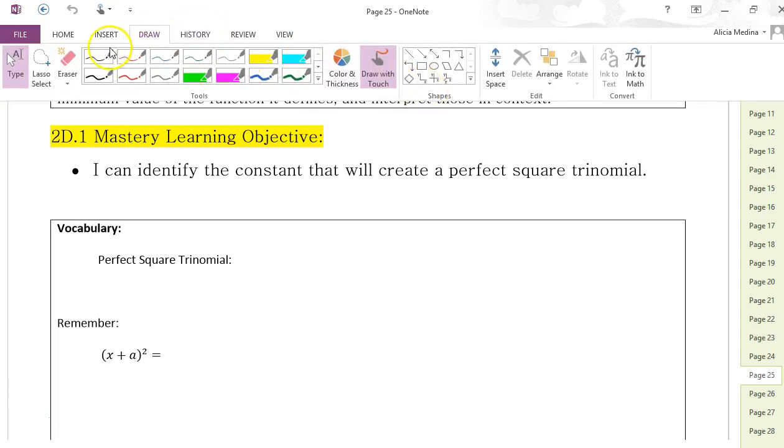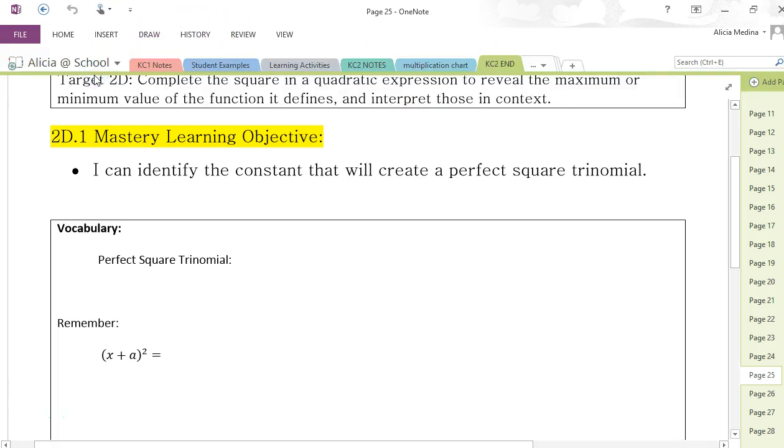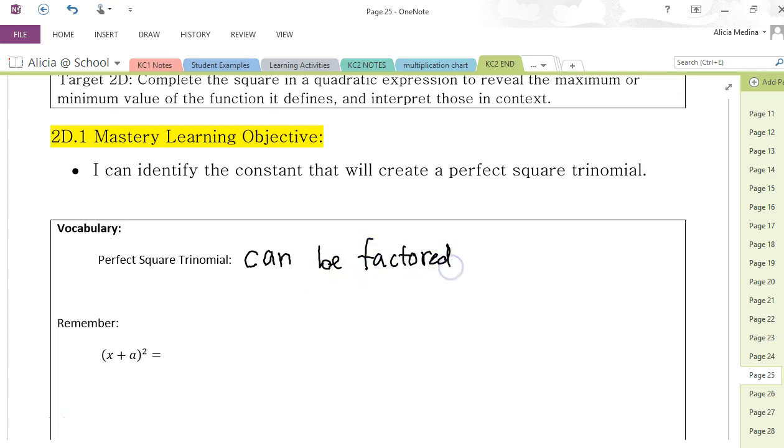can be factored into two binomials. So a perfect square trinomial can be factored into a binomial. Remember, binomials are the terms that have that x plus some value, right? So a binomial multiplied by itself.